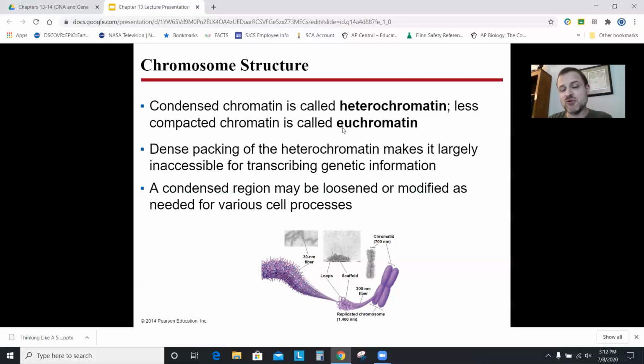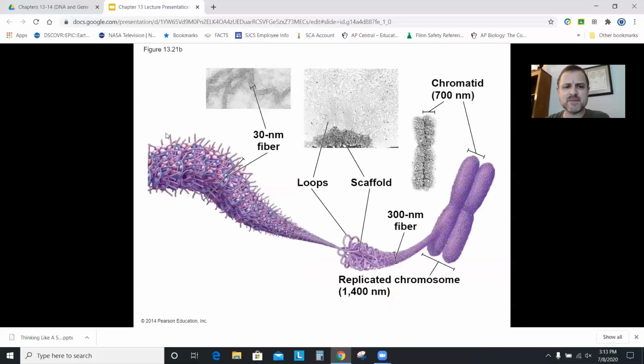Euchromatin, you know, the root EU stands for good or true. Euchromatin is expressed because it's unwound. So during mitosis, when your DNA is tightly packed, that's heterochromatin. During interphase, when it's unpacked, that's called euchromatin. And there's ways of doing this that we'll talk about later.